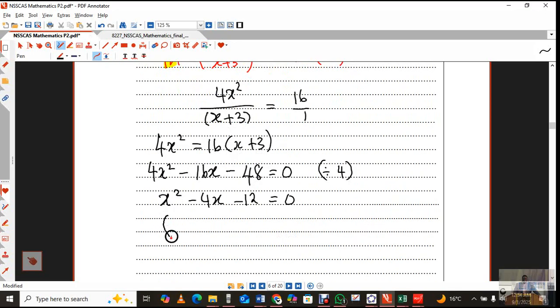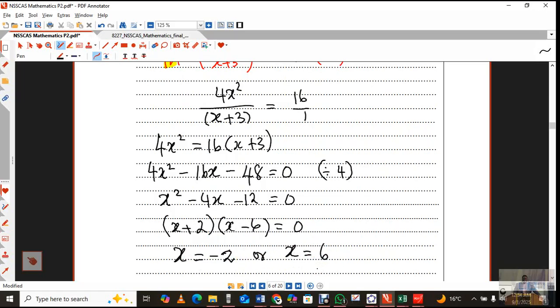And this factorizes, so that's going to be x, that's a negative, so one bracket is positive, another bracket is negative. And what are the numbers? Well, it's positive 2 and negative 6. So x is equal to negative 2 or x is equal to 6.